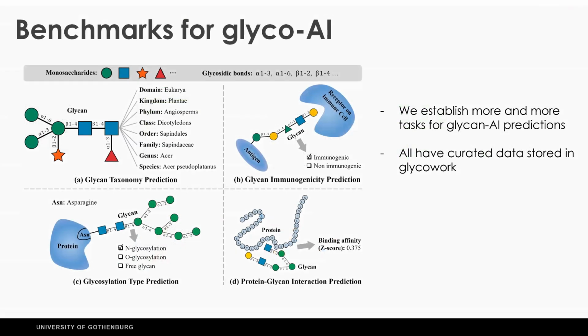This is great. It's now one of the standard benchmark tasks for evaluating new Glyco-AI models. So this is from a benchmark paper that a group in Canada has done about a year ago or so, where they have accumulated different tasks, where one of them is protein-glycan interaction prediction.